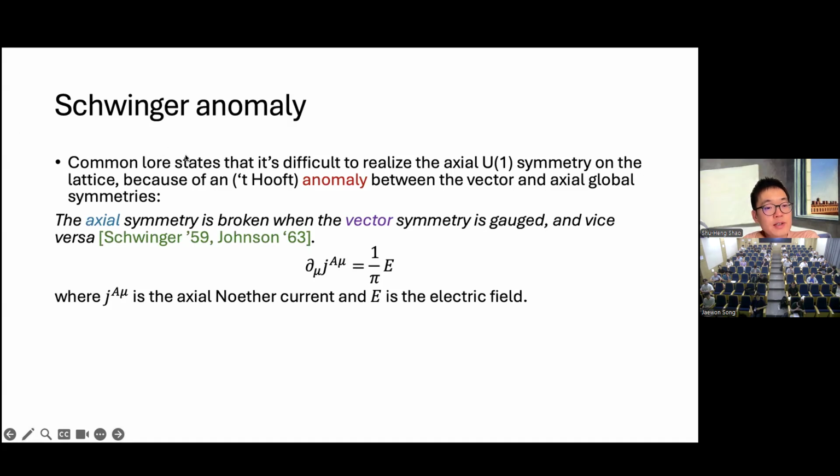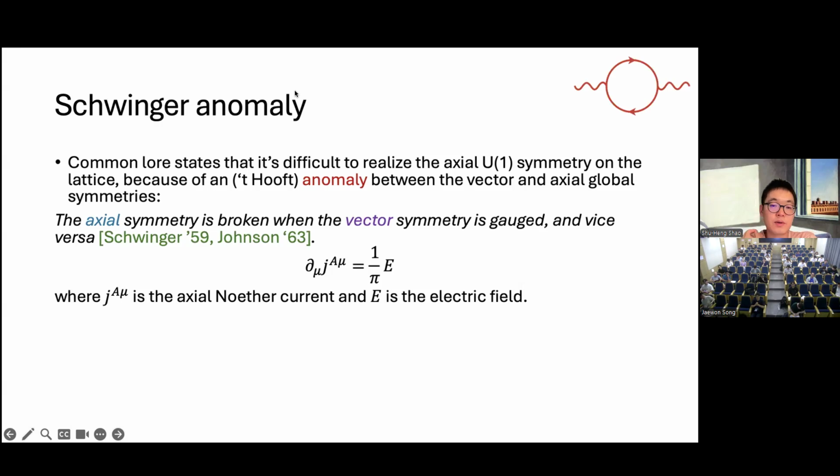So in equations, it means that if you couple your Dirac fermions to a U(1) gauge field by gauging the vector U(1) global symmetry, then the conservation equation of the axial current is no longer zero. Rather, it is violated by the electric field for the U(1) gauge field of the vector symmetry. And this is the anomalous conservation equation from the Schwinger anomaly.